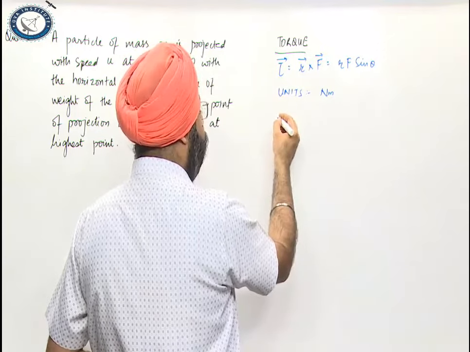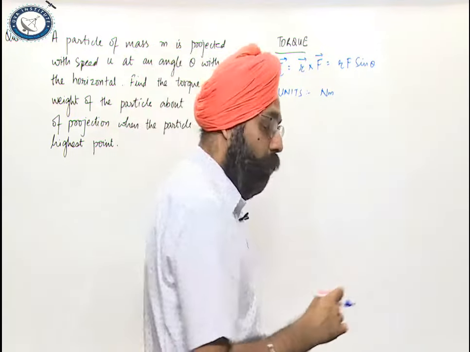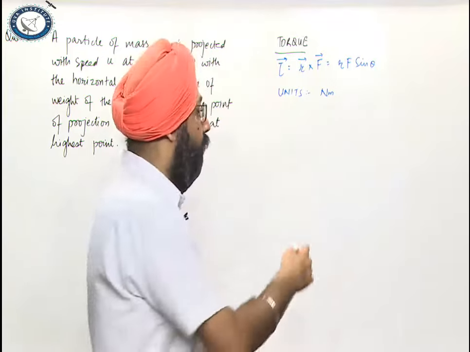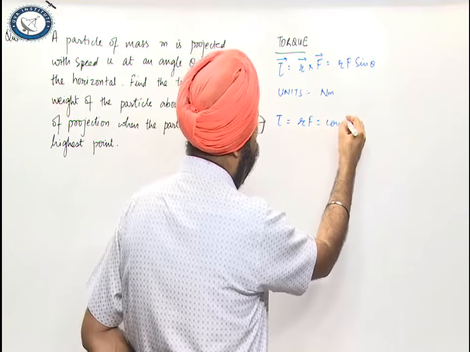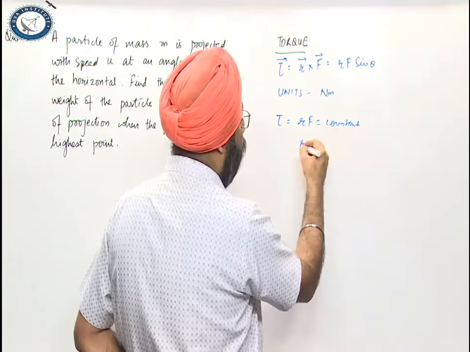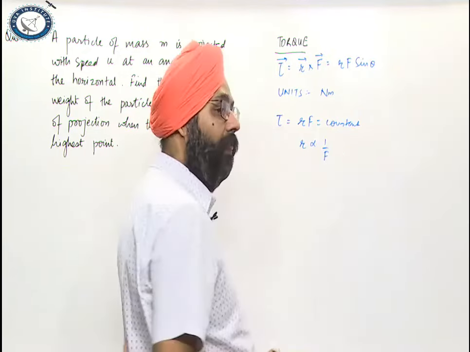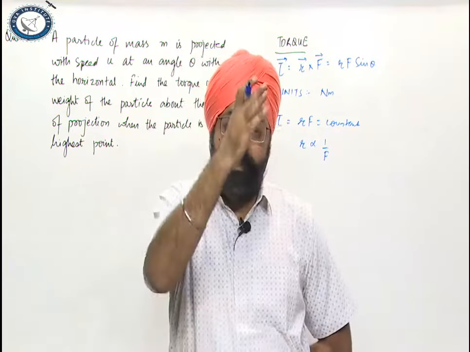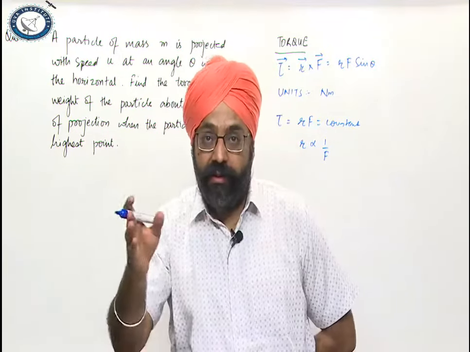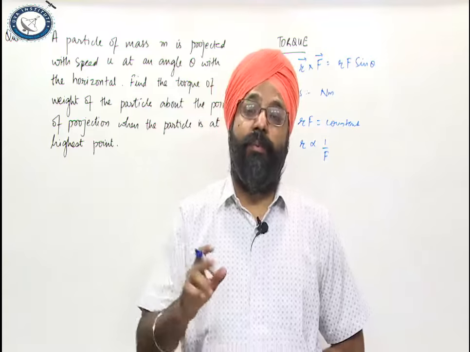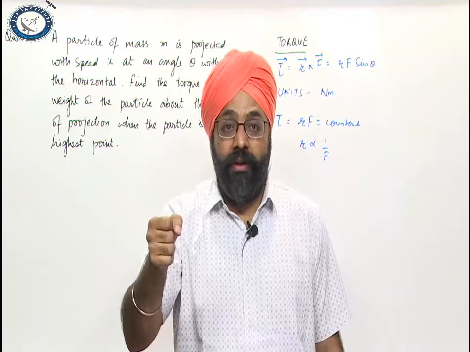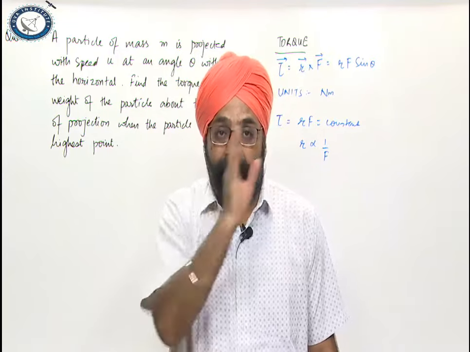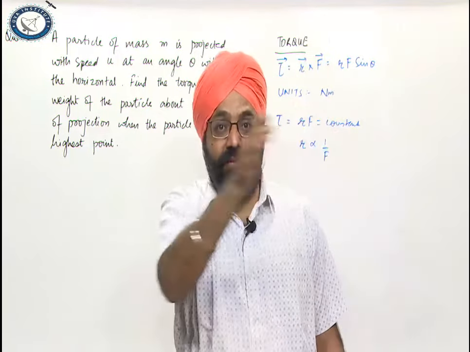Let's say I have to open a door, and to open a door the torque required, r into F, is constant. That means r is inversely proportional to F. The greater the distance from the edge, the lesser the force I need to apply. That is why the handles on the door are at maximum distance from the axis of rotation.